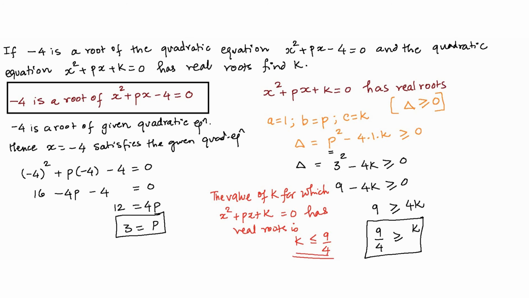So what I did here was I used the concept that if I know one root of the equation, I can substitute the value of the variable to get the value of p. And then if I know the value of p, then I was able to use delta greater than or equal to 0 for the given quadratic equation because it had real roots, right? So these were the two concepts that were used in this particular question. Let me again pause for a minute so that you can take a look at the solution.